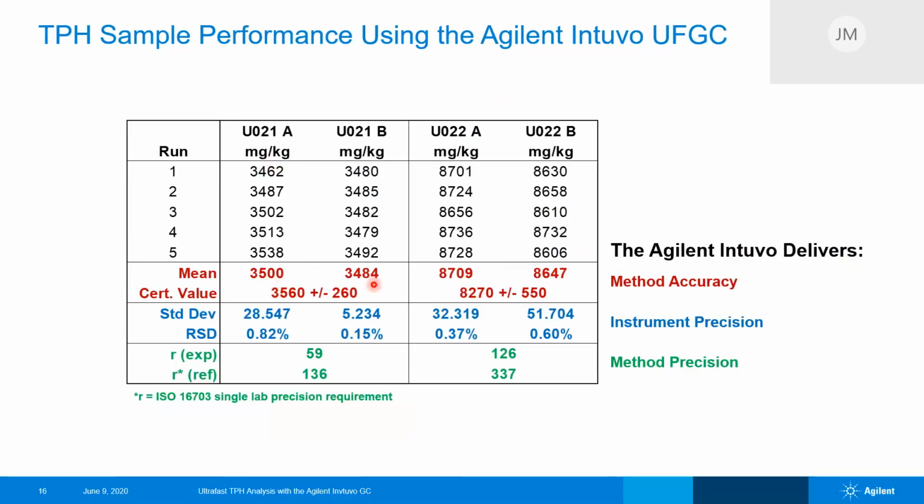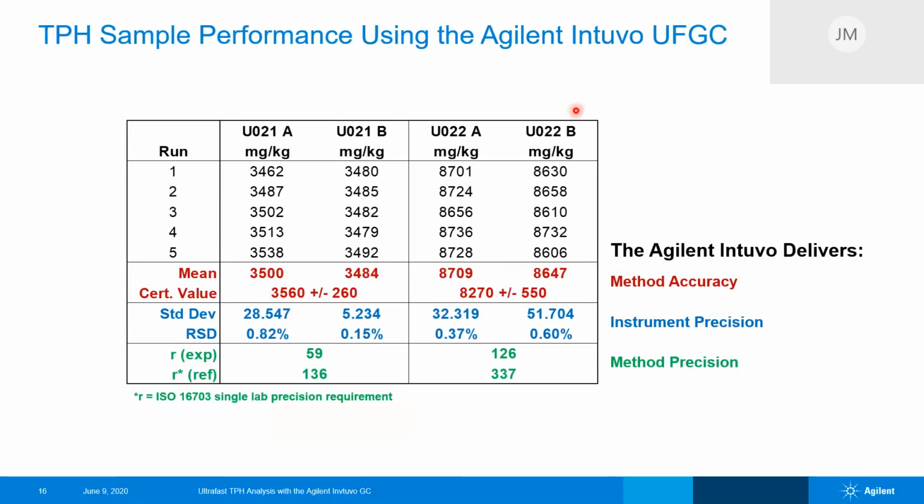And the certified value, the consensus value that BAM has published with the method, is 3,560 plus or minus 260. So you can see that we have near perfect agreement with Intuvo running the Ultrafast method compared to laboratories running the standard ISO 16703 method, which is about a 30 or 35 minute runtime.